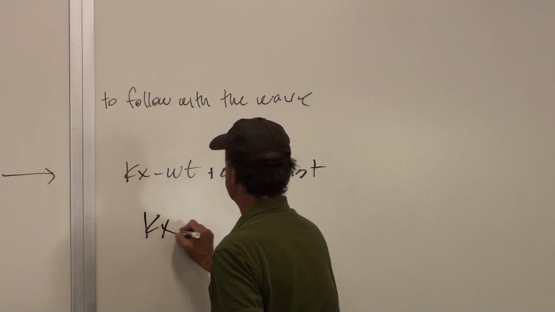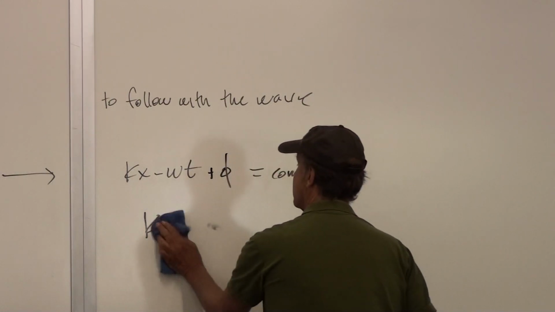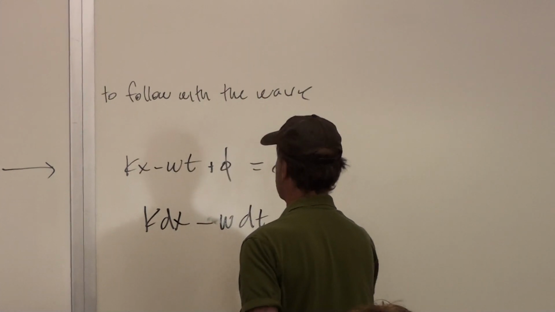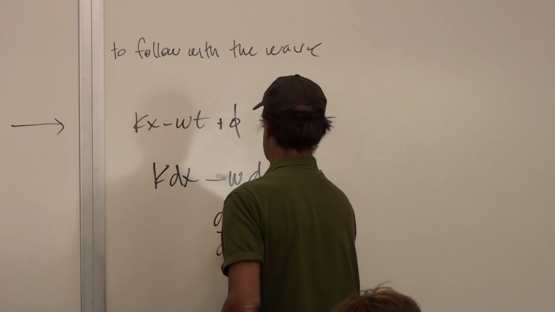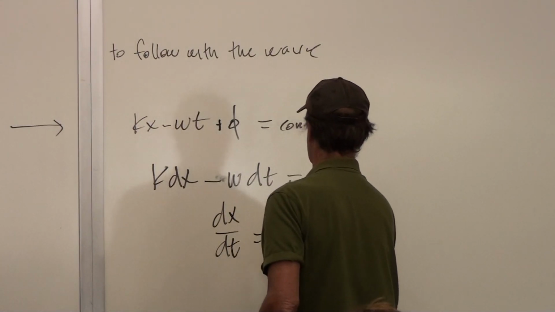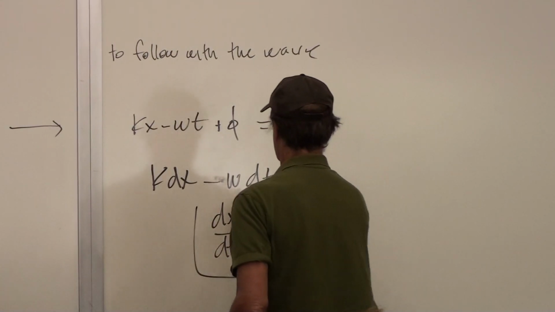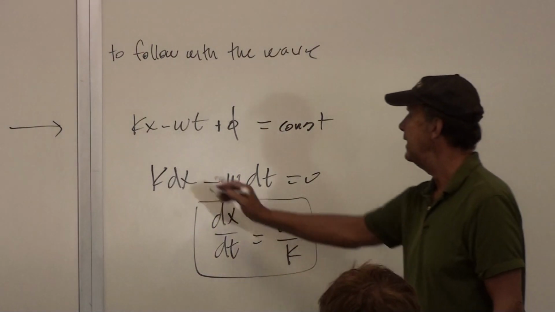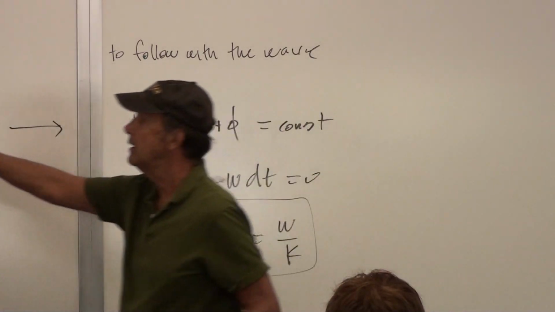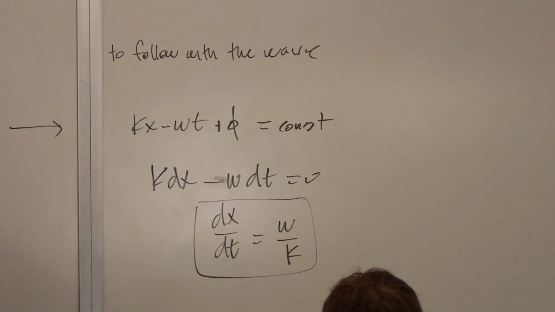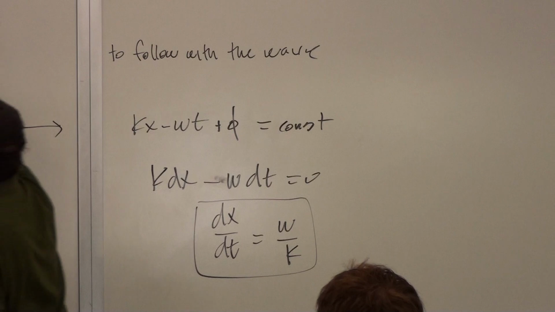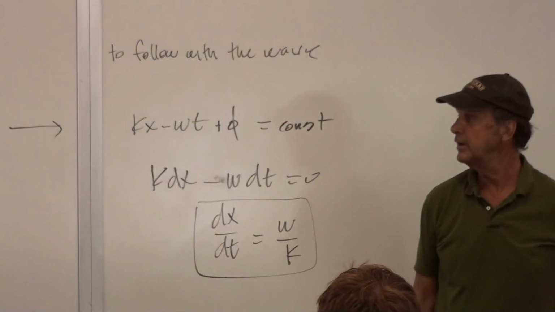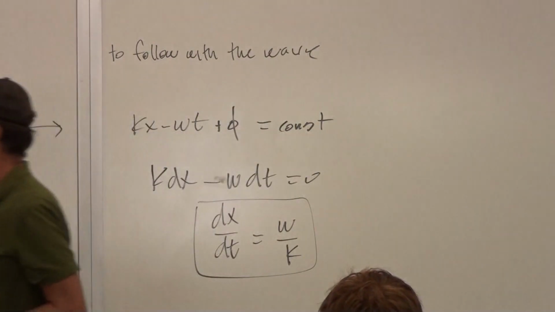But when we implicitly differentiate, and we did this last time, k dx minus omega dt is 0, gives us dx/dt is equal to omega over k. So as long as the wave velocity is equal to omega over k, we're following along with the wave at constant phase. So we're staying here on the wave, and we're staying right with the wave shape, because we're moving right along with it.